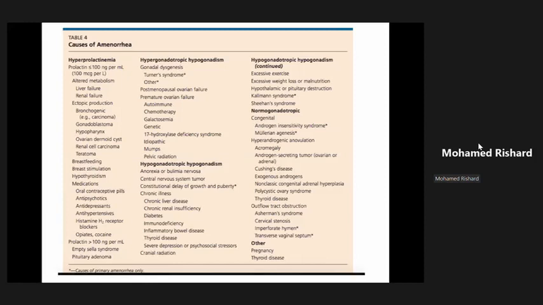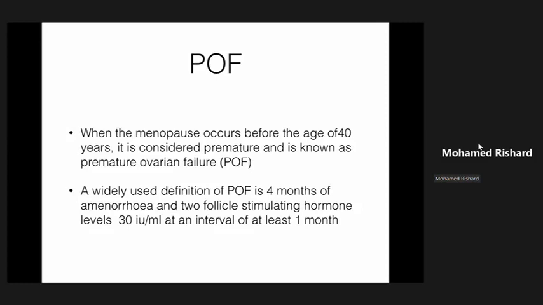Just go through one by one, and you can tally it with the principal slide that I put. Whenever you have a case, evaluate based on the previous workup plan, and go through this slide. This is a big list you should know. Premature ovarian failure is, again, menopause occurring before the age of 40.